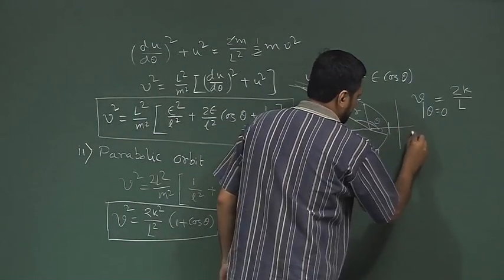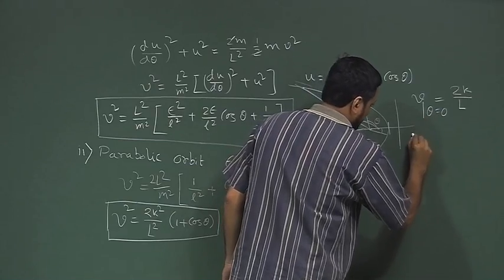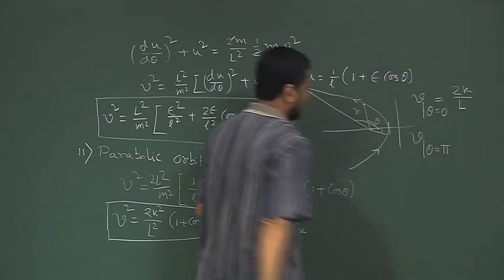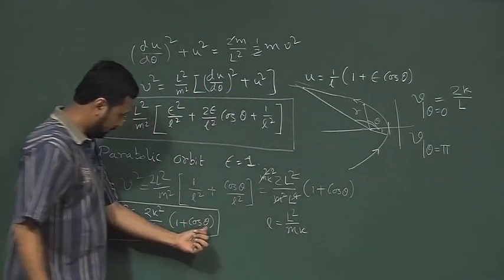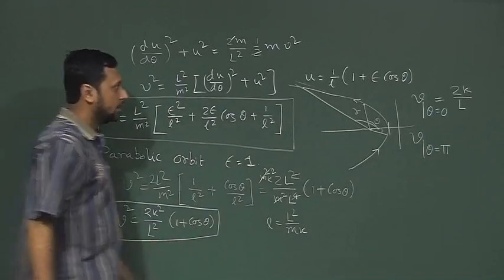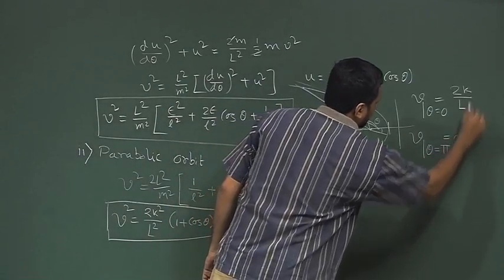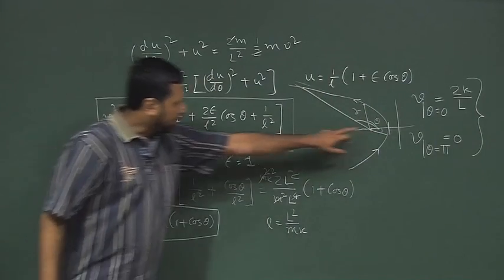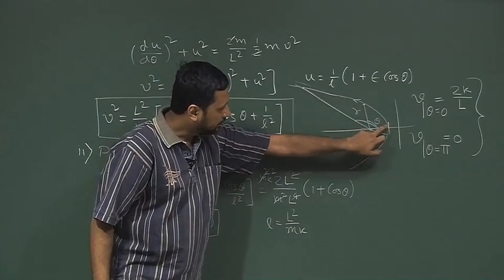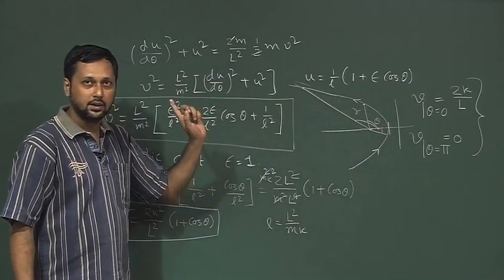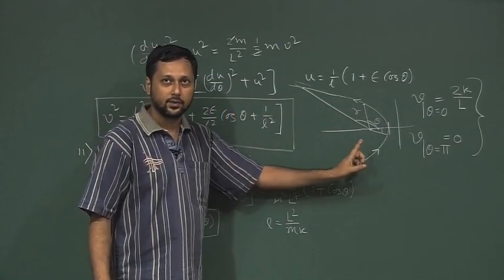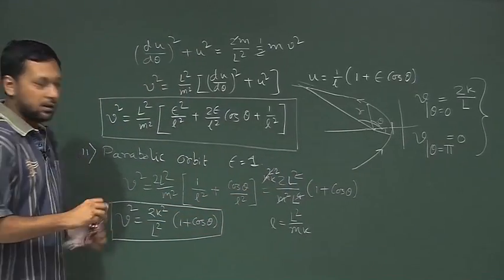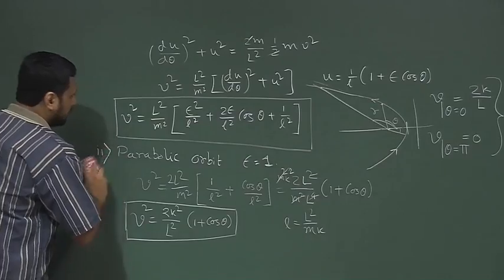So, this is v at theta equal to 0, and v at theta equal to pi, which is a point at infinity. If you put it in here, it will be 1 minus 1 equal to 0. So, these 2 points, one here and the other at infinity, are called the apsidal points for an orbit. We will come back to that in a moment, but for now let us focus on the first part.